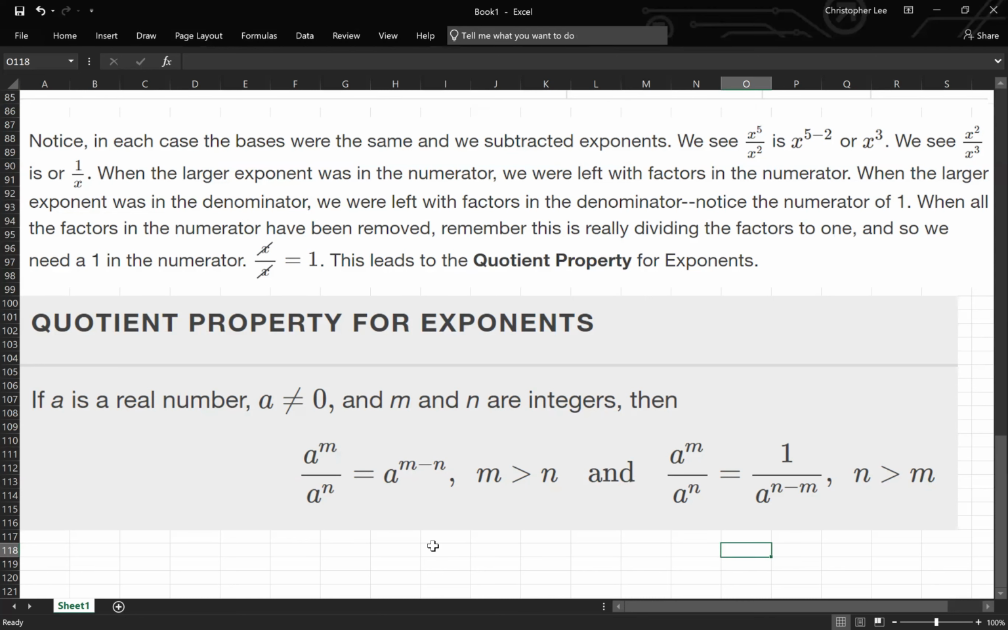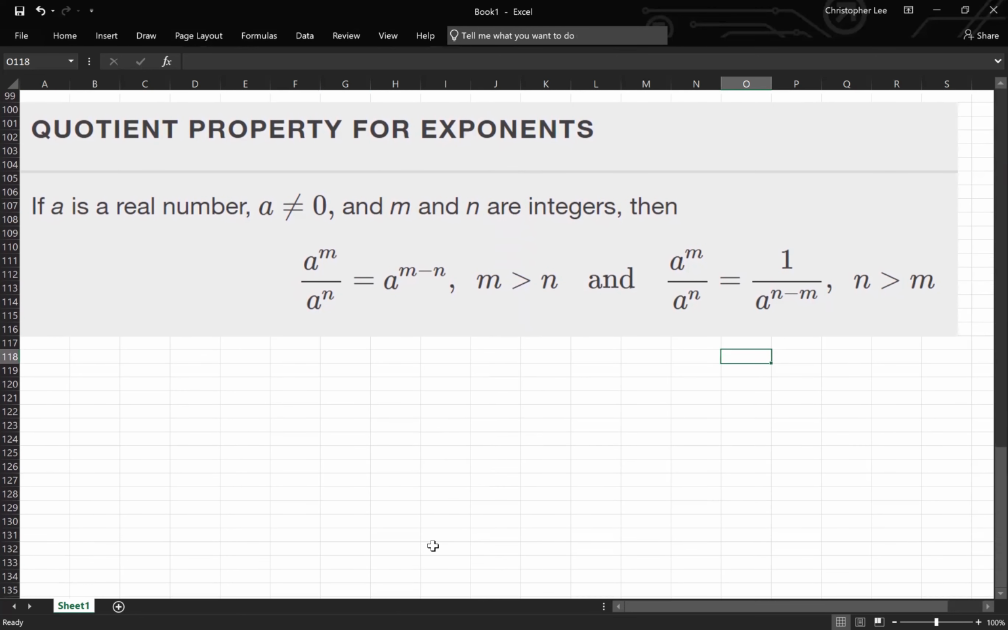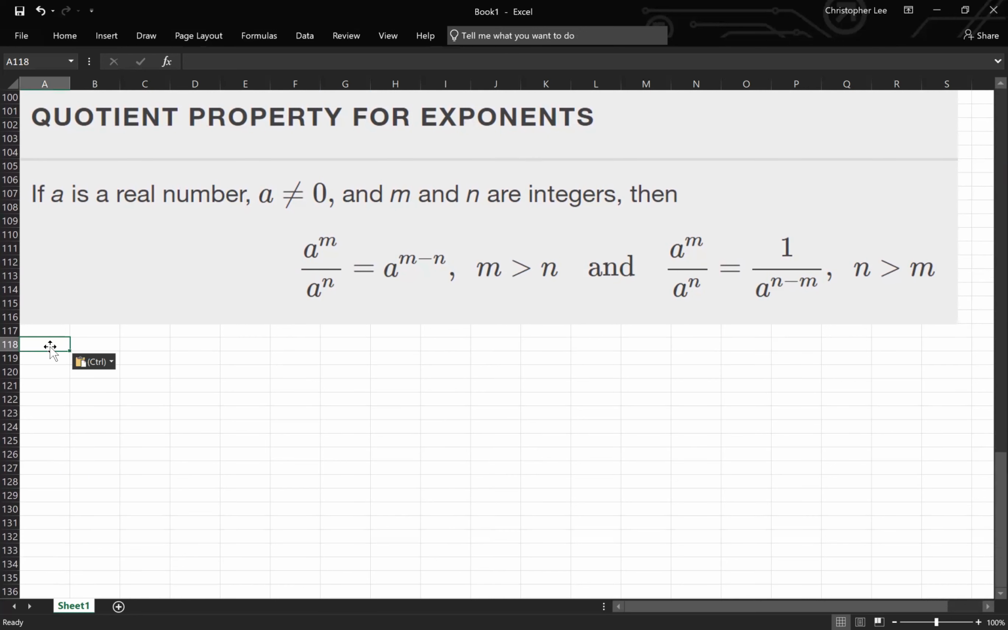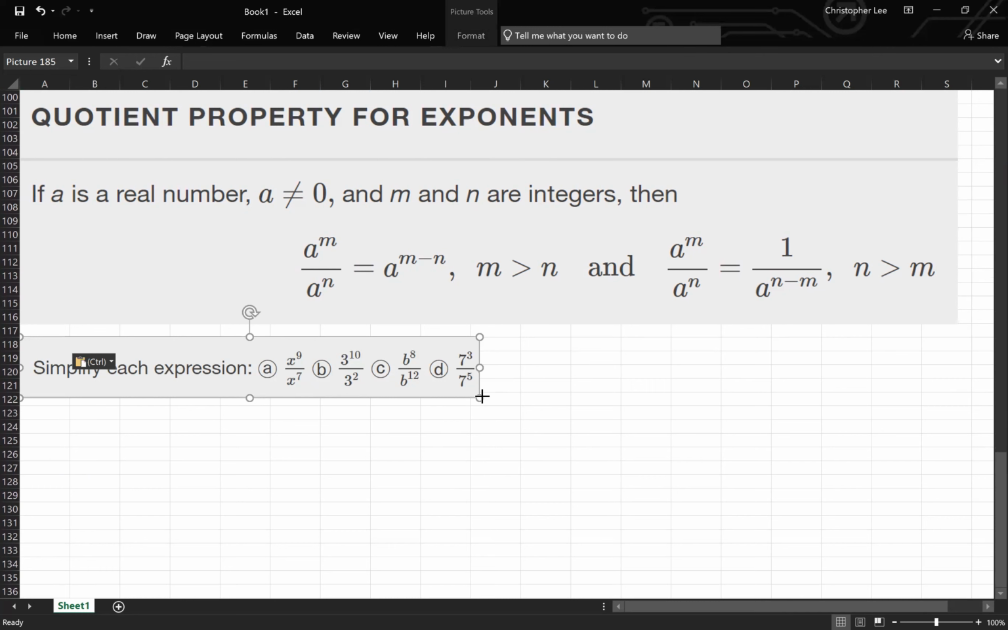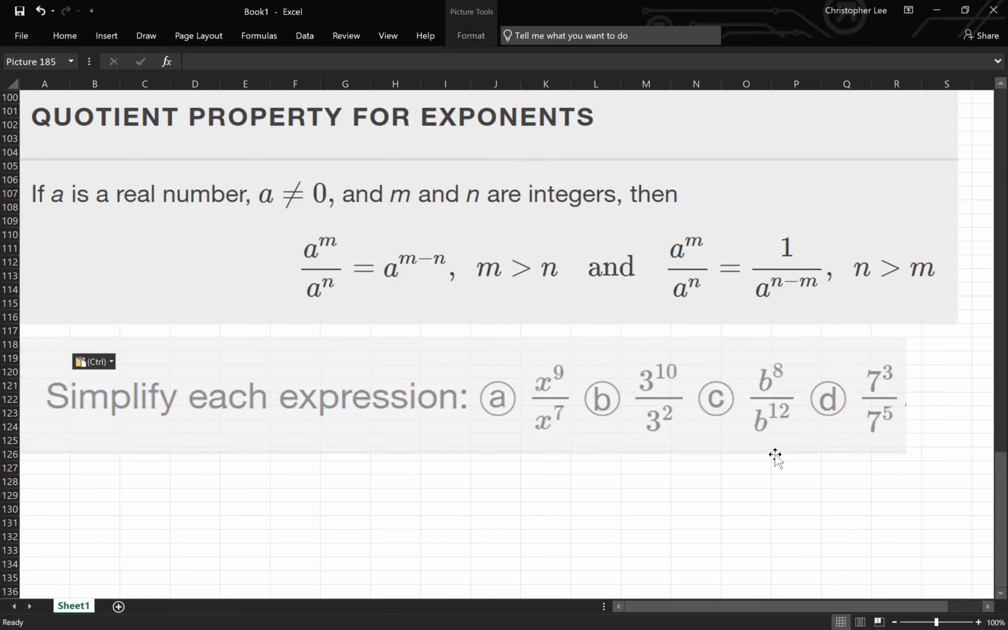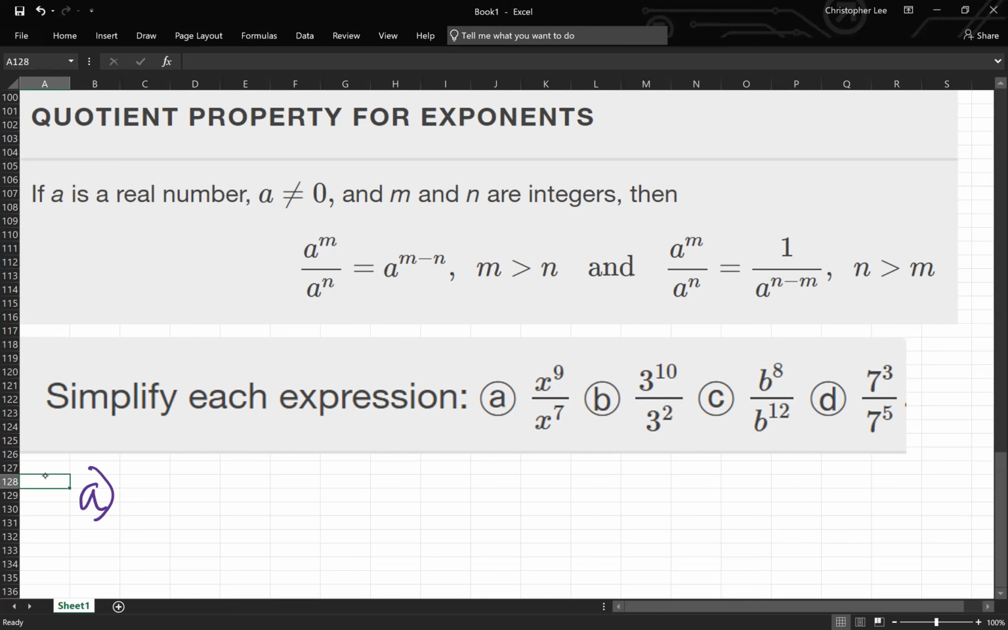Let's take a look. Give y'all a real quick example. All right, so let's look at A. I have x to the 9th power divided by x to the 7th power. What does that become? That becomes x to the 9 minus 7 power, or x to the second. That's it. Questions on that? That makes sense? So top minus bottom, that's it.